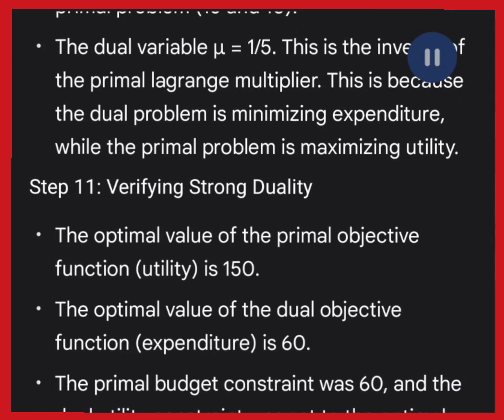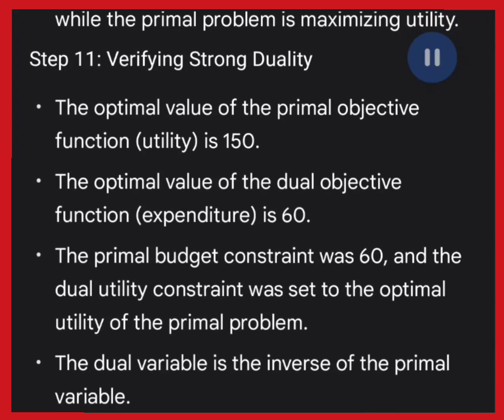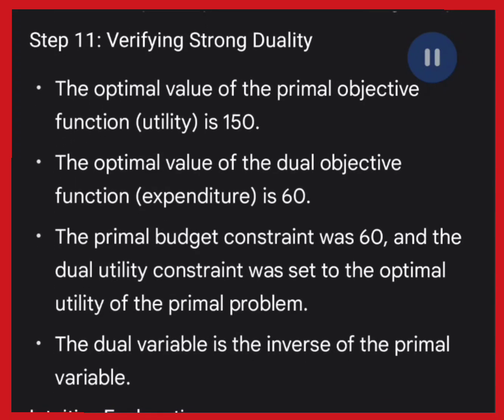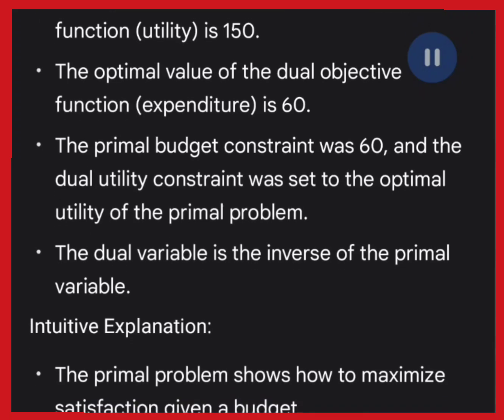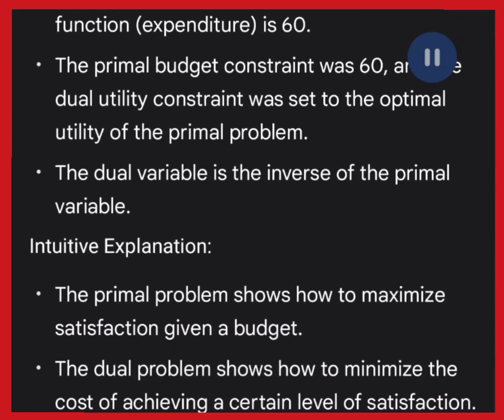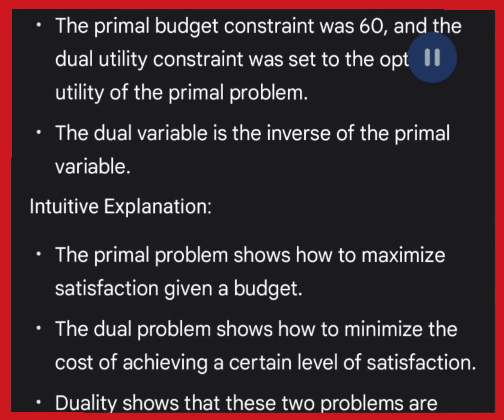Step 11. Verifying strong duality. The optimal value of the primal objective function, utility, is 150. The optimal value of the dual objective function, expenditure, is 60. The primal budget constraint was 60, and the dual utility constraint was set to the optimal utility of the primal problem. The dual variable is the inverse of the primal variable.